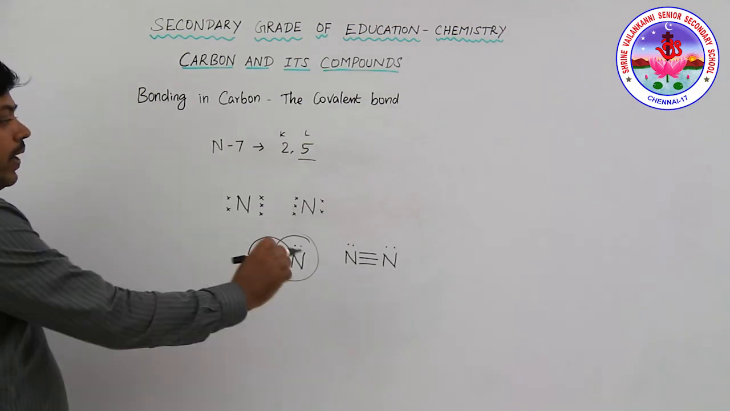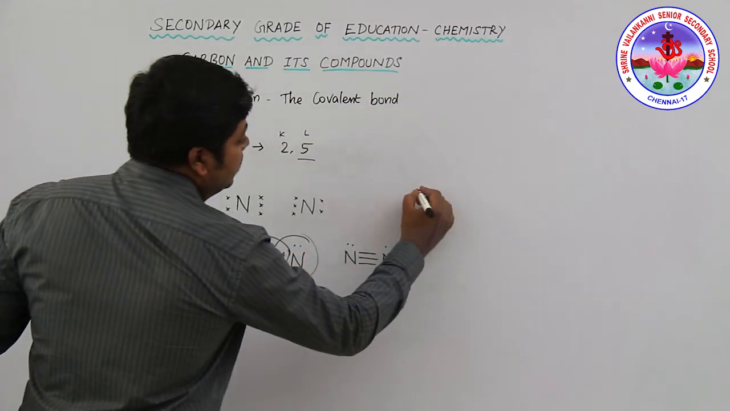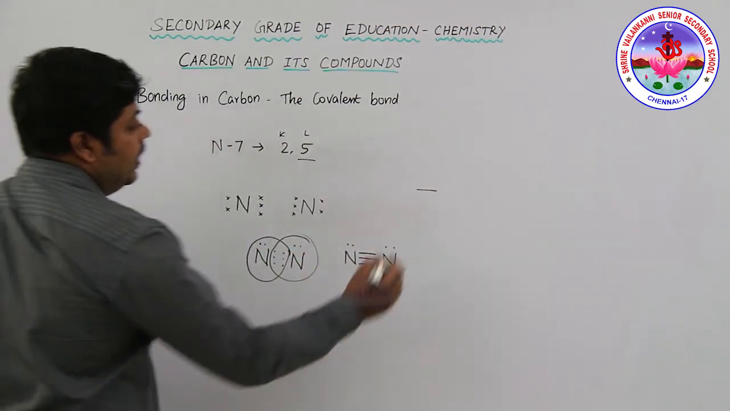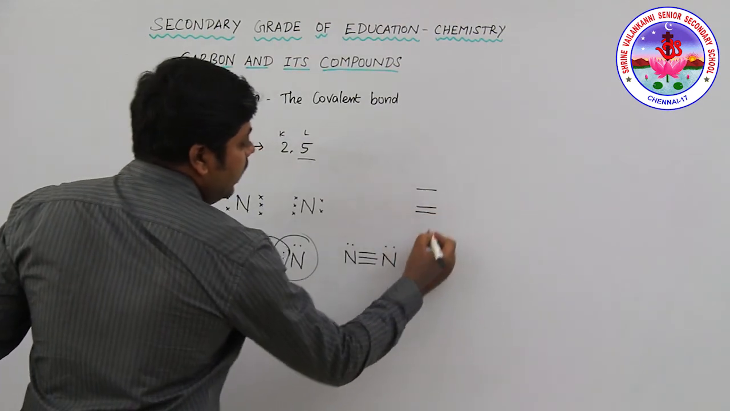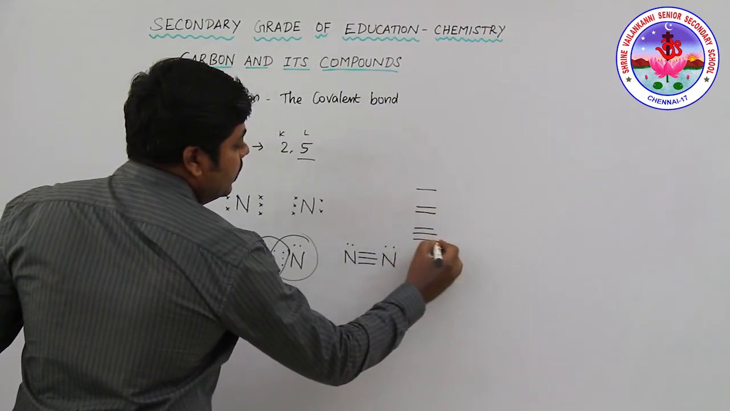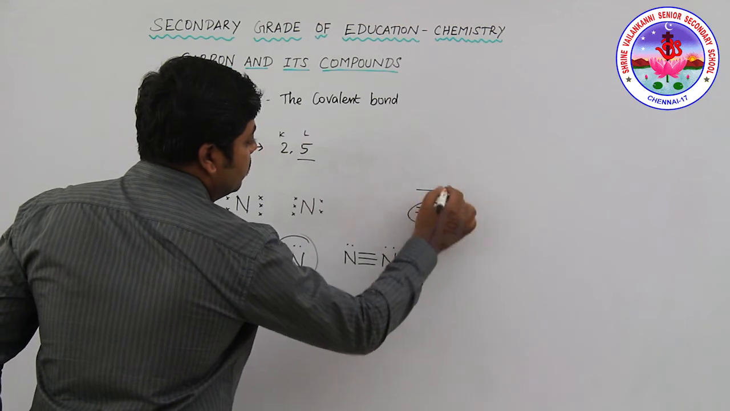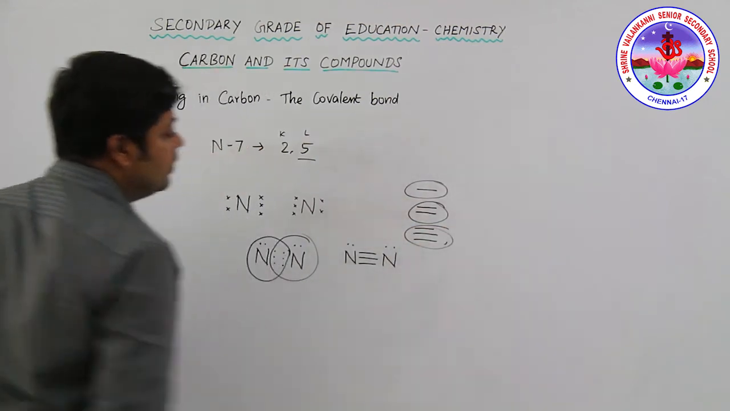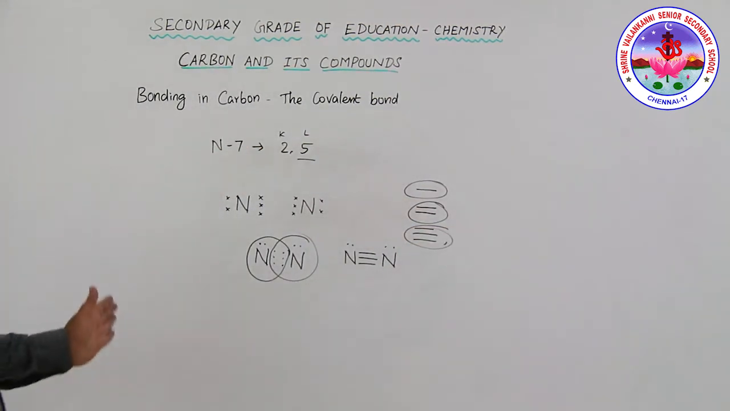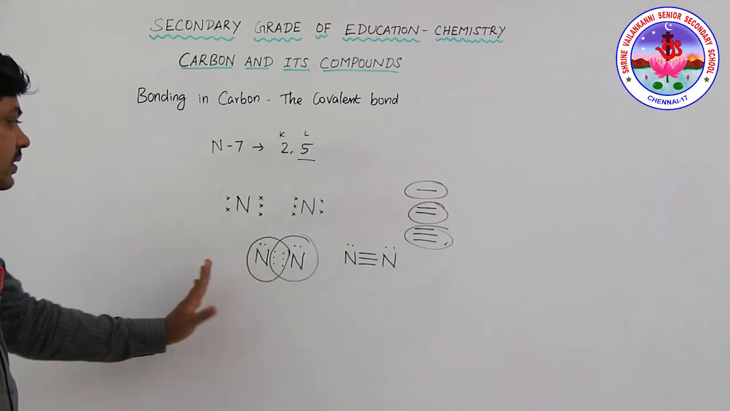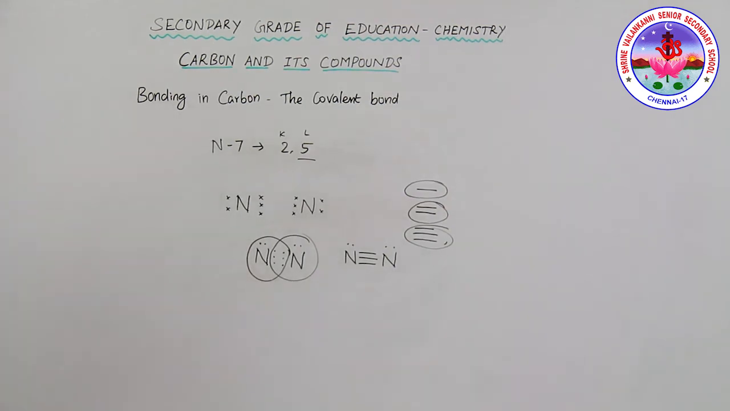The maximum possibility is that a single bond is usually there, a double bond is possible, and a triple bond is possible. That is the maximum possibility: single bond, double bond and triple bond. So this is the combining capacity of the simple elements.